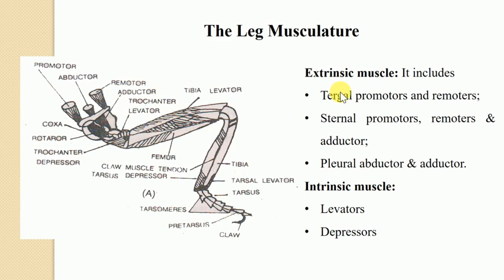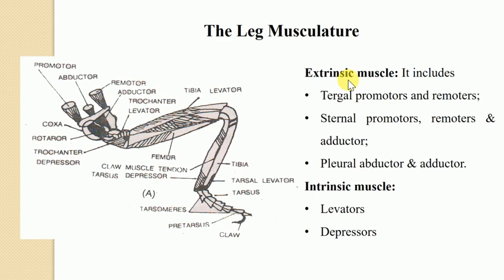Now the extrinsic muscles include the tergal promoter muscles. So here you can see the promoter muscles, then tergal remoter muscles, sternal promoter muscle, remoter muscle, as well as the adductor muscle. Here you can see the adductor muscle, then the pleural abductor and adductor muscles. Means all the three sclerites, that is tergite, sternite and pleurite, give out muscles which are inserted into the leg, and these muscles are broadly categorized as the extrinsic muscles.